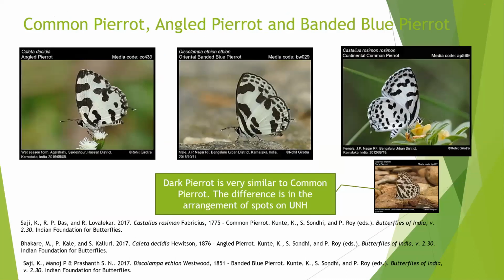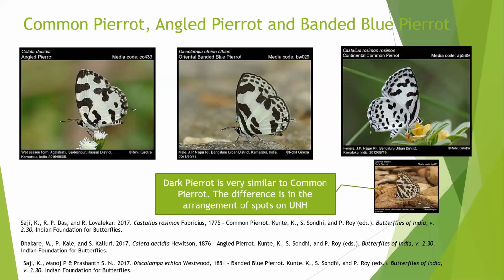Now I come to the Pierrots. These are the distinctive Pierrots. The common Pierrot is very common everywhere. Then we have the angle Pierrot and the banded blue Pierrot. The difference between the angle Pierrot and the banded blue Pierrot is quite obvious.